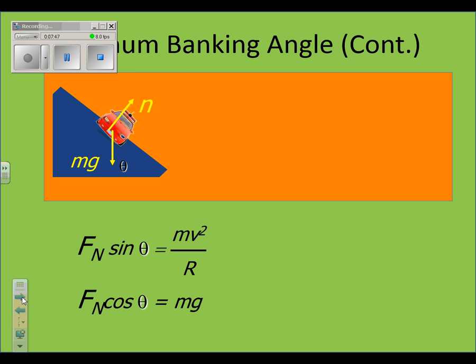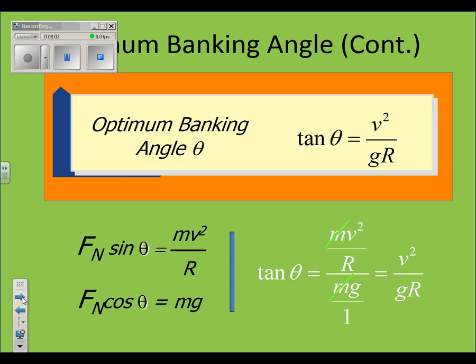And so if we divide those two expressions by each other, we end up with this. Tangent theta equals mv squared over r over mg. So we can cancel out our m's, and we end up with tangent theta equals v squared over gr. So then we could take the inverse tangent to actually find our angle.